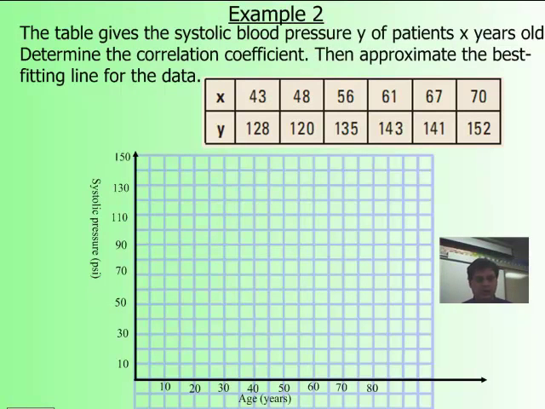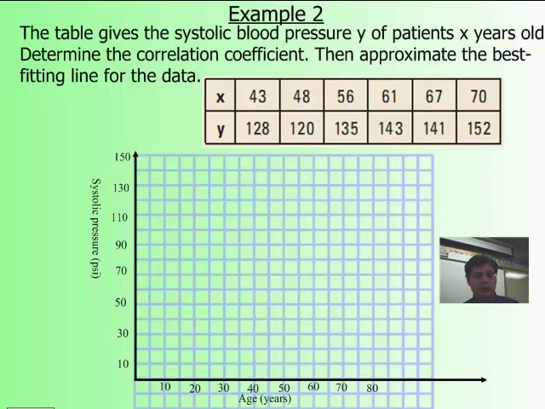Now let's look at a second example. Here we have a table that gives systolic blood pressure Y of patients X years old. We want to determine the correlation coefficient, then approximate the best fitting line for the data.